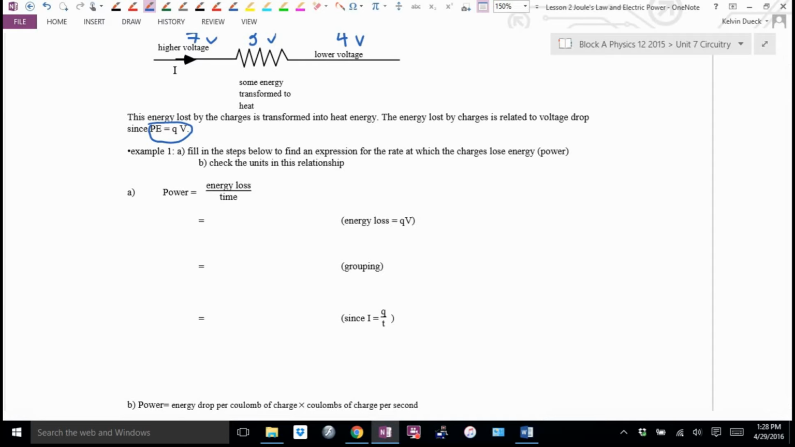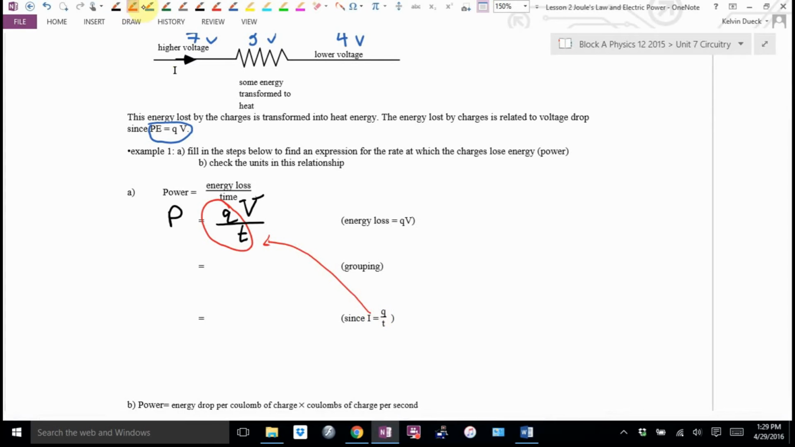So let's see if we can derive an appropriate equation for electrical power. Power is work over time, but in this case, because we're losing energy, it's energy loss over time. Power is QV over T. But I'm just going to group those two together. Who remembers from lesson 1? What's Q over T? And if you're not sure, keep reading in the brackets a couple of lines down and look smart.